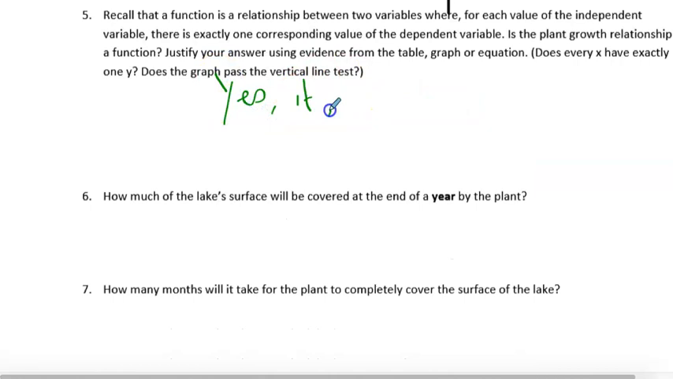It passes the vertical line test, which is somewhere here. All right, it passes the, we'll call it the VLT, just to abbreviate.